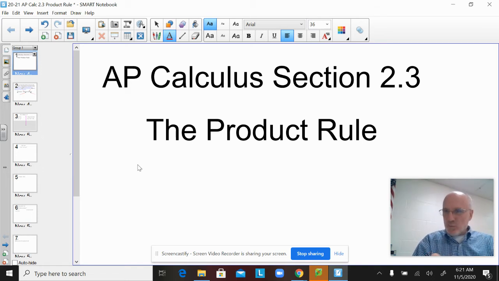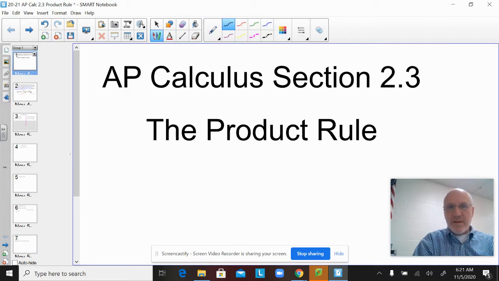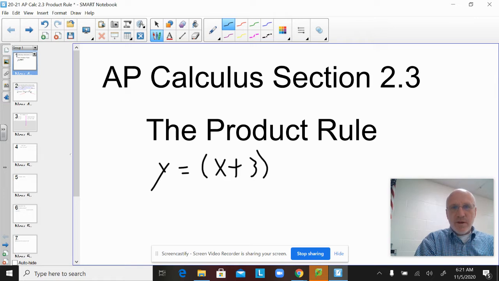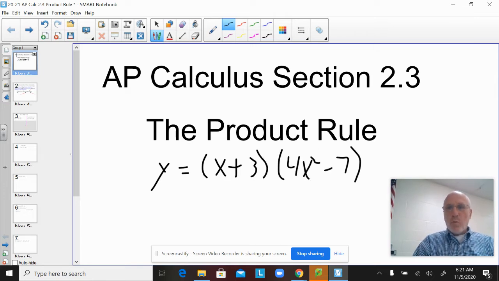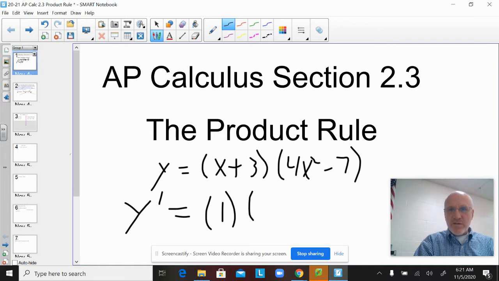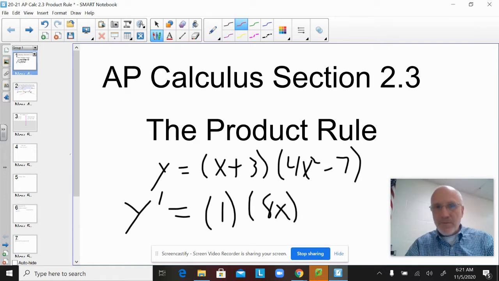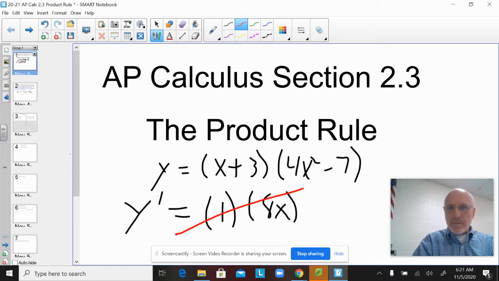So here's what's tempting. This is absolutely wrong, but it's tempting. If y equals x plus 3 times 4x squared minus 7, what you cannot do is just take the derivative of the first times the derivative of the second. That is absolutely tempting, but it is absolutely wrong.